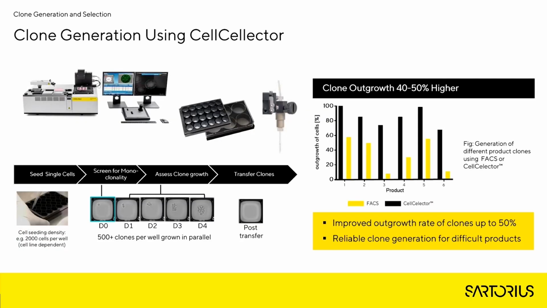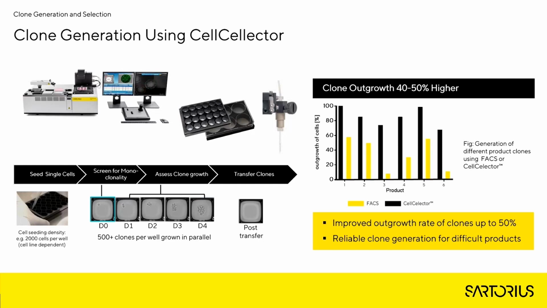The workflow for single-cell cloning using the cell selector is shown here. Cells are seeded into the nanowell plate at a density of about 2000 cells per well, which is the cell density that results in the most nanowells with only one monoclone. Of course, there will also be nanowells without cells as well as nanowells that contain more than one cell after seeding. The cell selector screens for monoclonality on day 0.